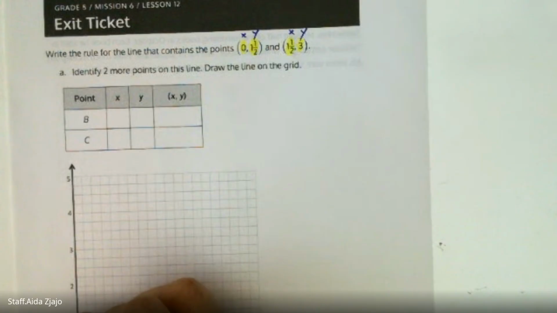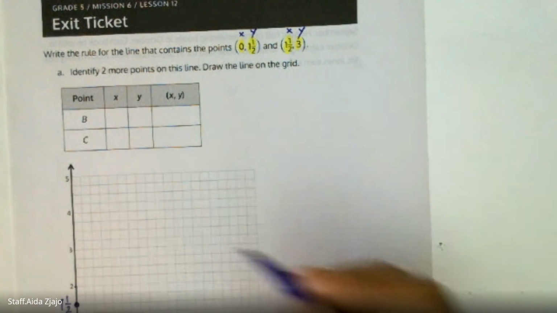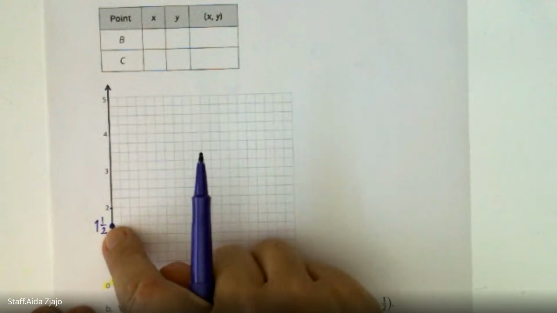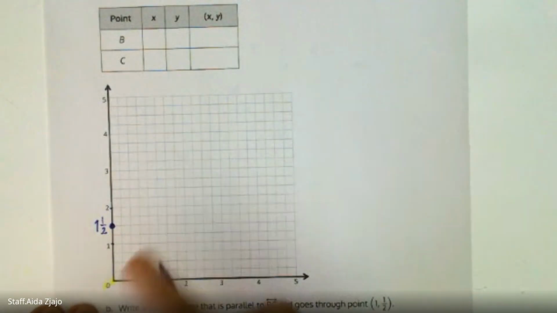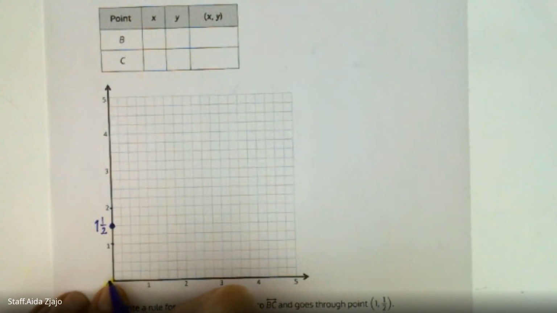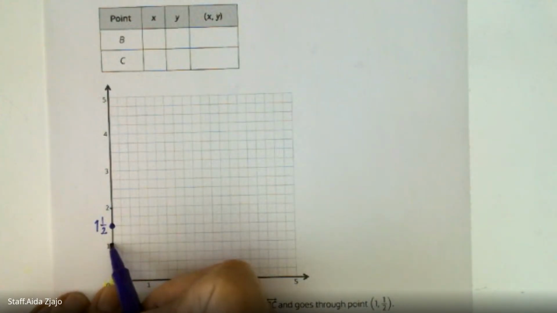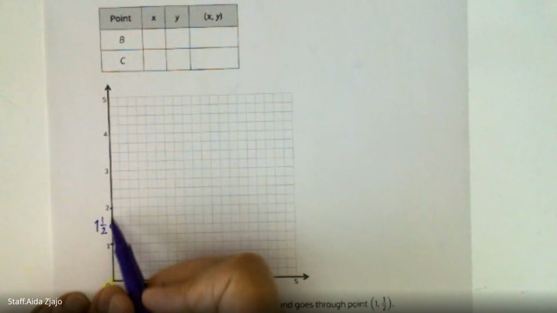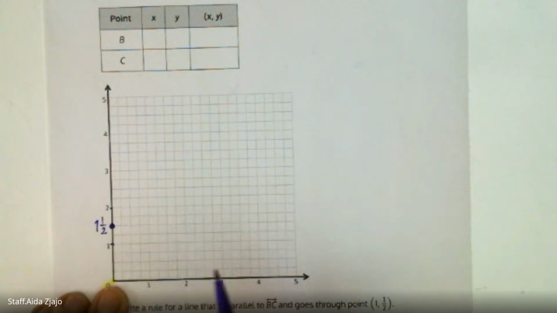So go to 1, and in between 1 and 2 is 1.5. So here is 1 and 1/2. So the first point is right there. Start with the origin 0, go up y 1, and in between 1 and 2 is half, so 1.5.